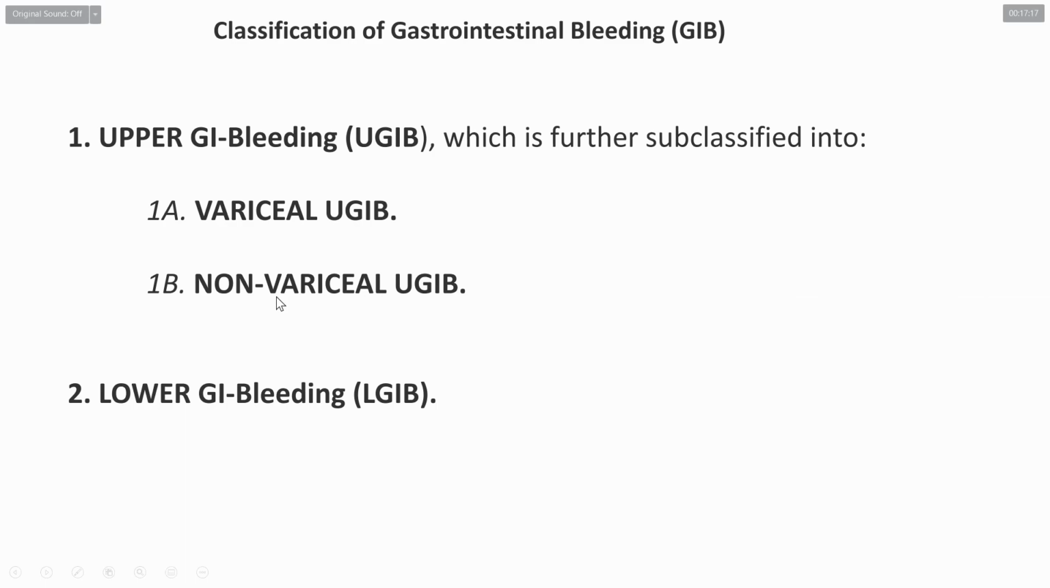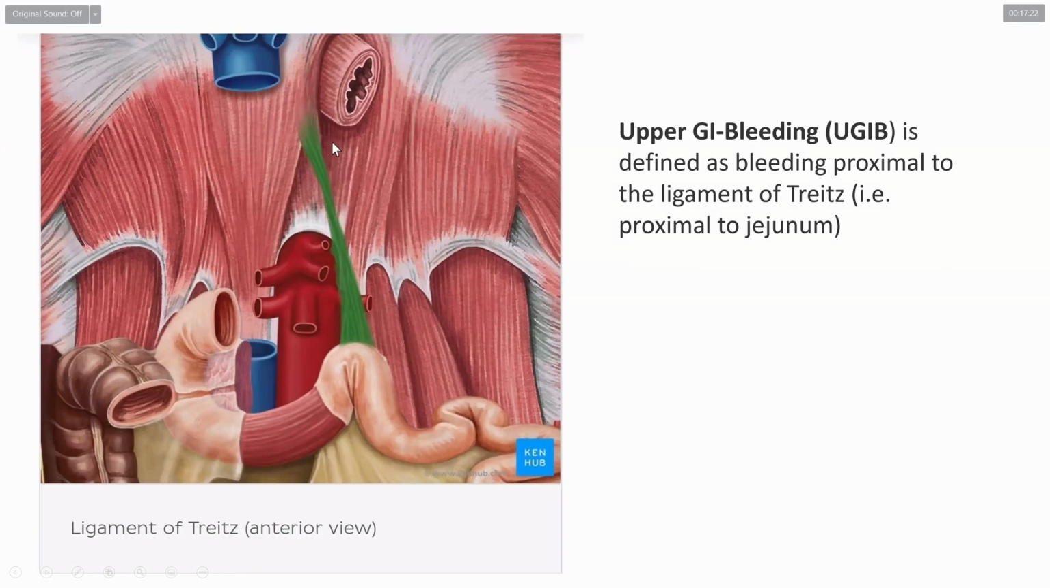I will concentrate on non-variceal upper GI bleeding because that's related to peptic ulcer disease. We talked about them a lot. Understood? What's upper GI bleeding? You've seen this picture many times. It's bleeding above the ligament of Treitz, right? Did you fall asleep, guys? No, it's clear, doctor. Okay. Where is the ligament of Treitz? Duodenojejunal junction. So it's bleeding from D4 and above, or it's bleeding above the jejunum. Okay.